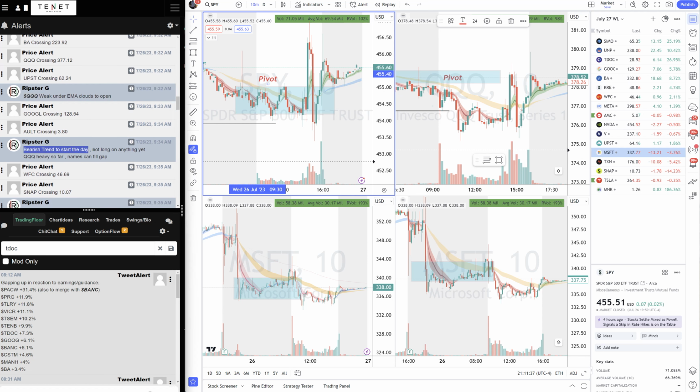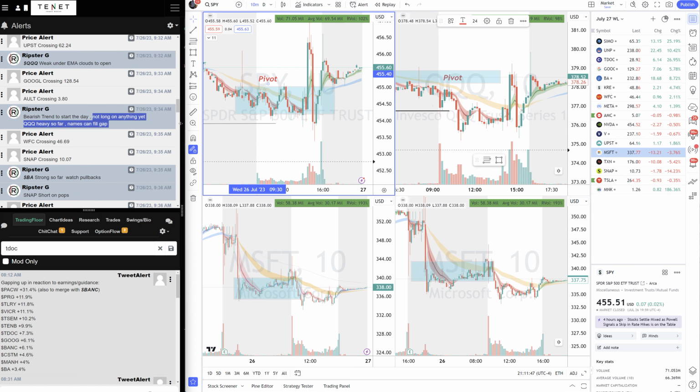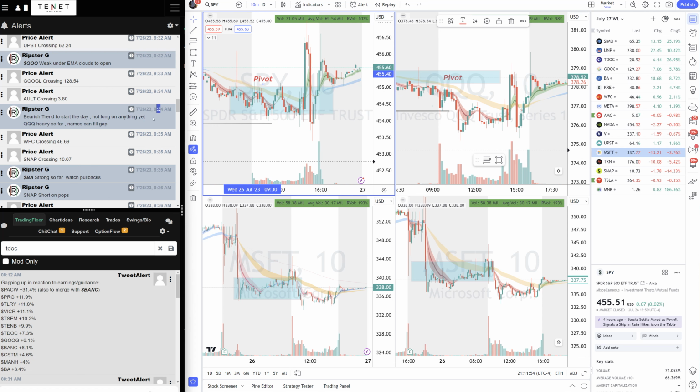So I was saying bearish trend to start the day, not long anything yet. QQQ is heavy so far. Because I didn't get any ideal entry, I was looking for Google. I didn't take any entry right at open. You see, we are just 4 minutes into open.